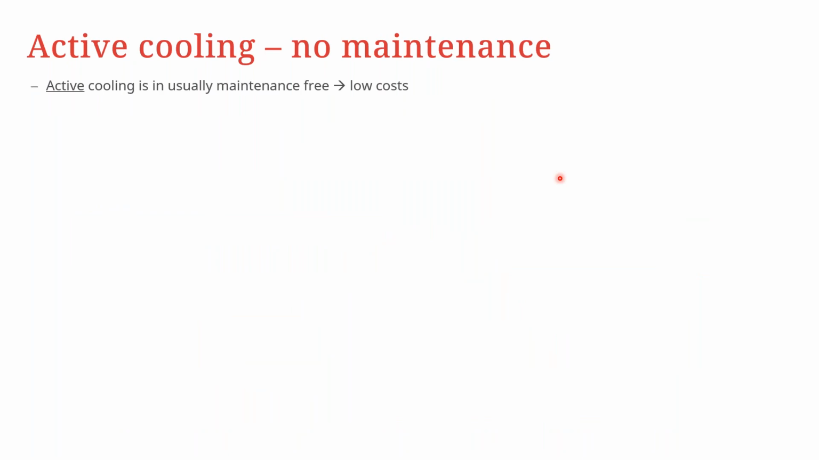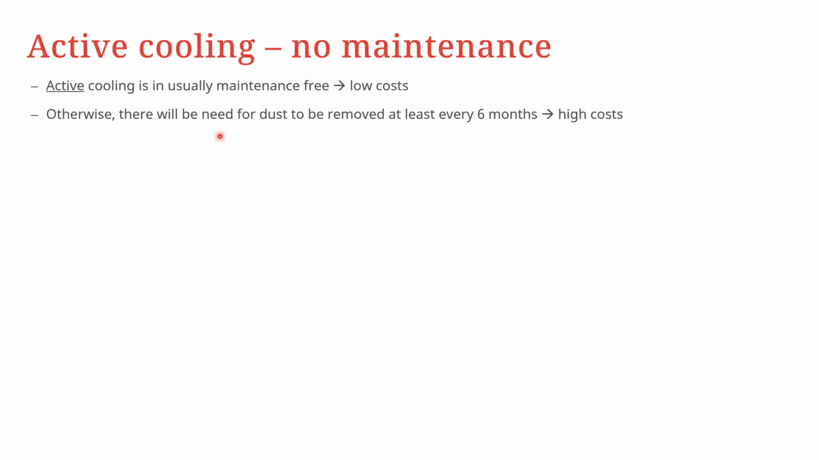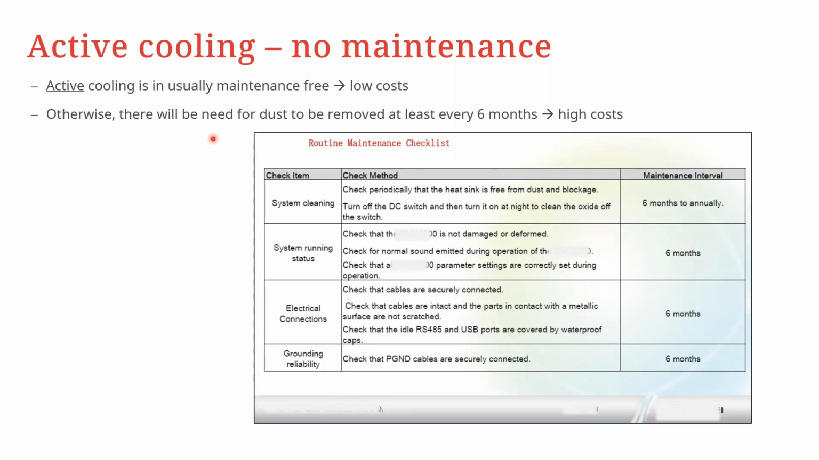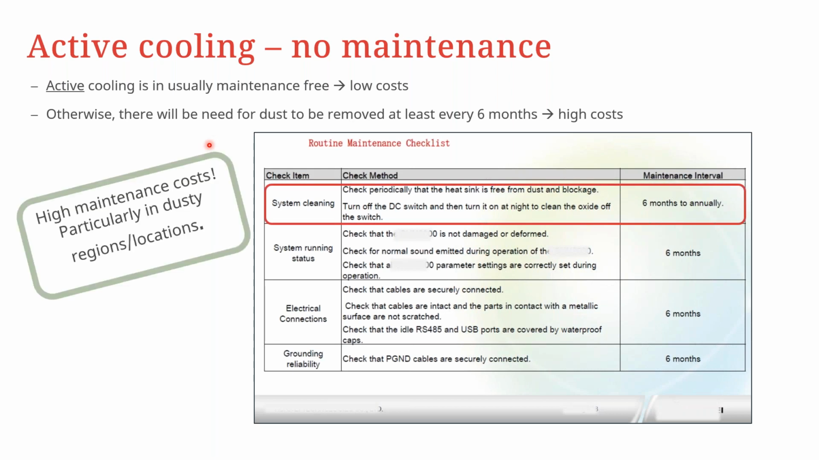With active cooling, we've also said you cut your maintenance costs. So for your end customers, this is a benefit that they would be able to enjoy. If you use a passively cooled device, there are recommendations on routine maintenance that has to be done. One of these things is system cleaning, every 6 months. Here you have to check that, for instance, the heatsink is free from any dust or blockage. The procedure is that you have to turn DC power off, then on at night at some point to clean the oxides of the DC switches, for instance.